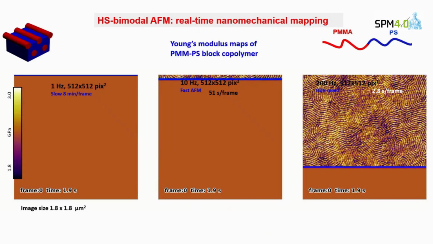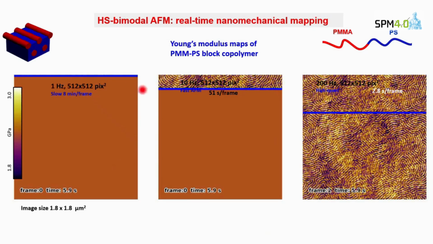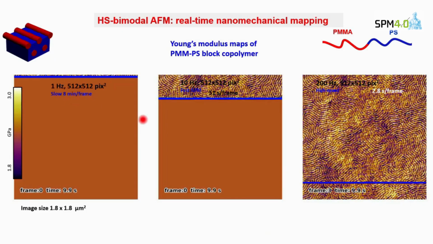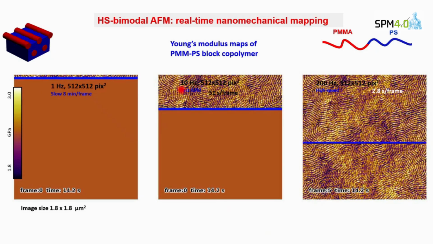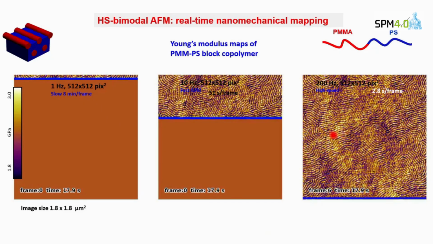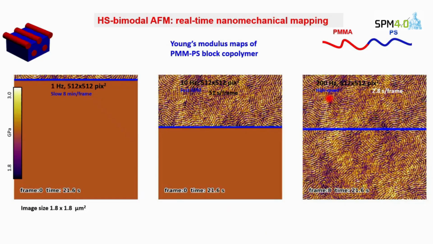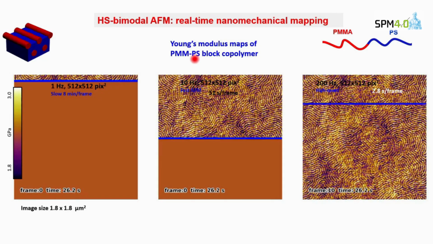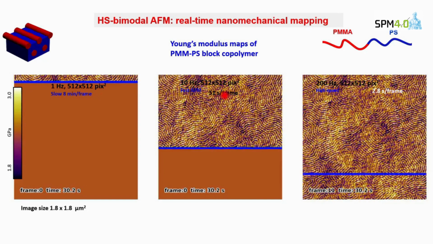So actually, this is a comparison of really standard AFM imaging, 1 Hertz per line, fast AFM imaging, 10 Hertz per line, and a high-speed AFM, which is, in this particular case, 200 Hz per line. So the sample is the same. It's a PMMA PS diblock copolymer.